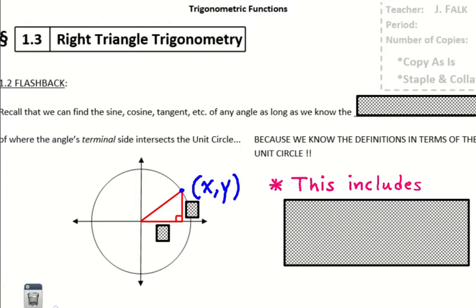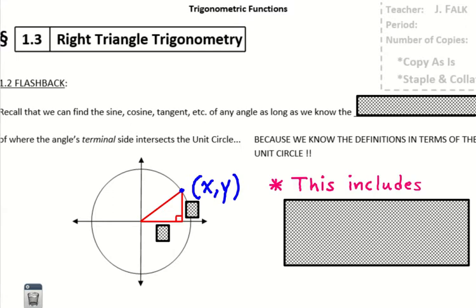Section 1.3 is called Right Triangle Trigonometry. And it starts with kind of a 1.2 flashback. I just want to remind you or think about Section 1.2 one more time real quick.